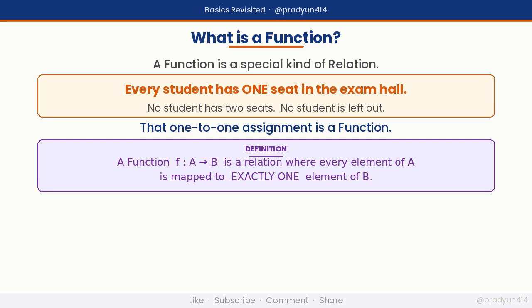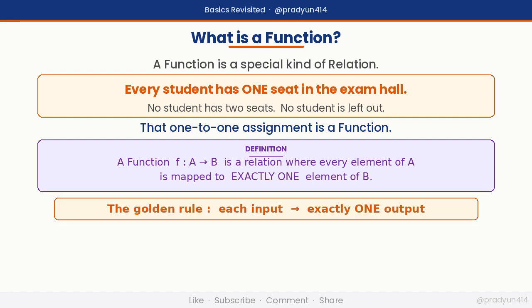Formally, a function f from A to B is a relation where every element of A is mapped to exactly one element of B.